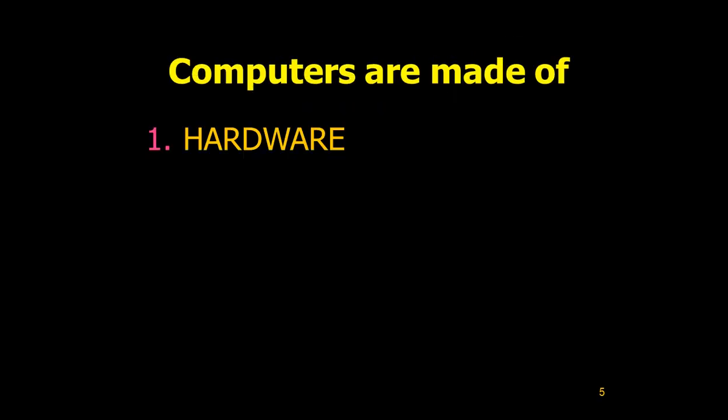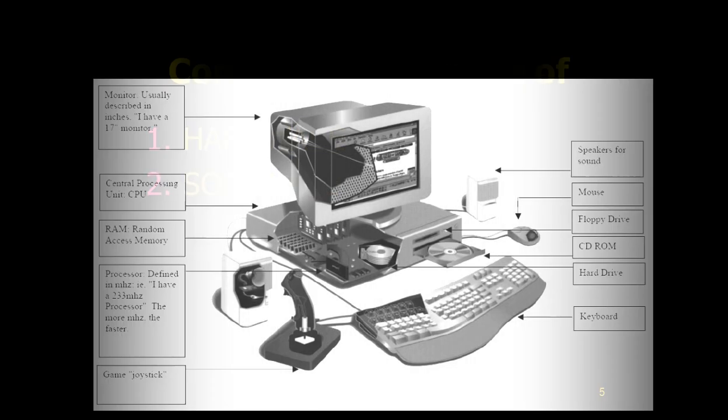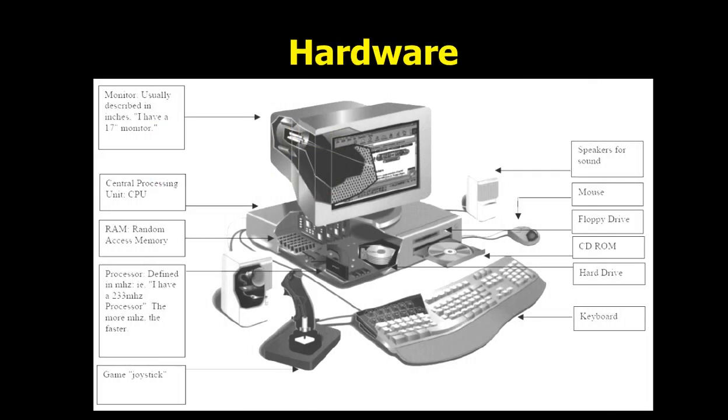Computers are made of hardware. These are tangible parts of the computer, parts of the computer that not only can you see but touch as well. Software is a set of instructions that tell the computer what to do. So let's see what comes next as we see these in detail, starting with hardware.